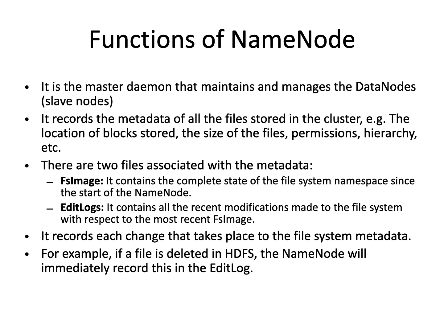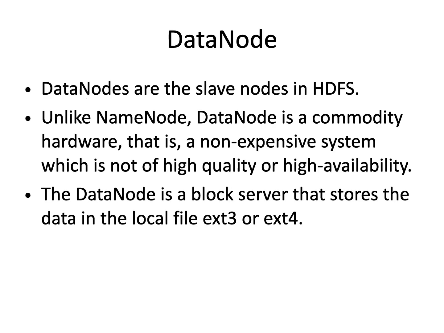So this is all about the name node, and another component of the architecture is the data node, and the data nodes are slave nodes in HDFS. Unlike the name node, a data node is commodity hardware, which is a non-expensive system, not of high quality or high availability. And the data node is a block server that stores the data in the local file format, that is ext3 or ext4.